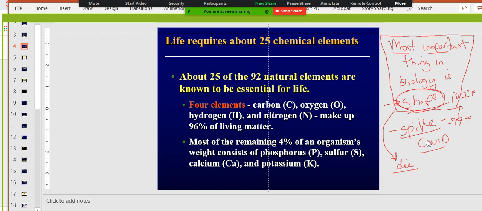Small changes in shape, even caused by a few degrees difference, will cause you to not be able to function anymore. So shape is really critical. If we're looking at all the elements, about 25 of those 92 naturally occurring elements are essential for life.